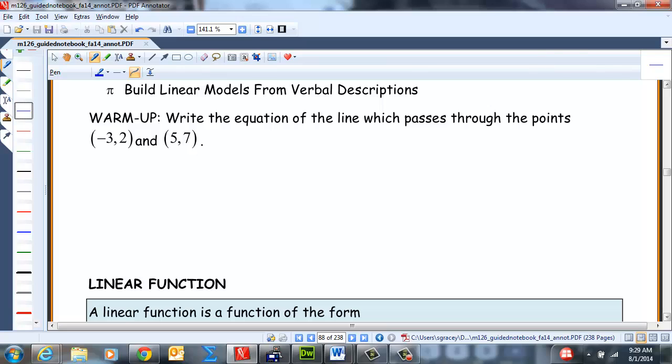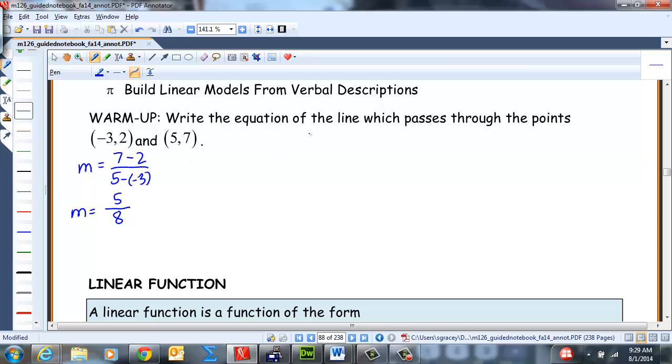All right, let's see how you did. What do we have to do first? In order to write the equation of the line, you need the awesome slope. So to find the slope, we find the change in y and we divide that by the change in x. So the change in y is 7 minus 2, and the change in x is 5 minus -3. So our slope will be 5 over 8.